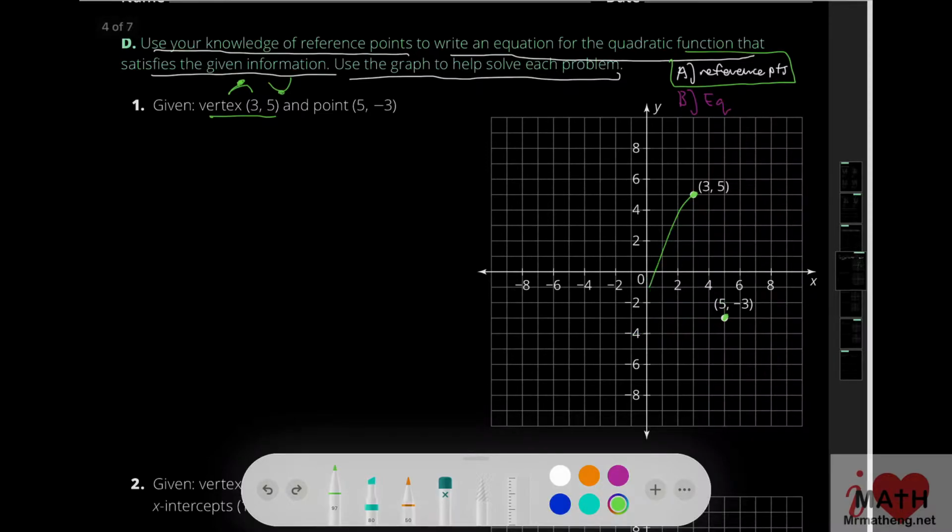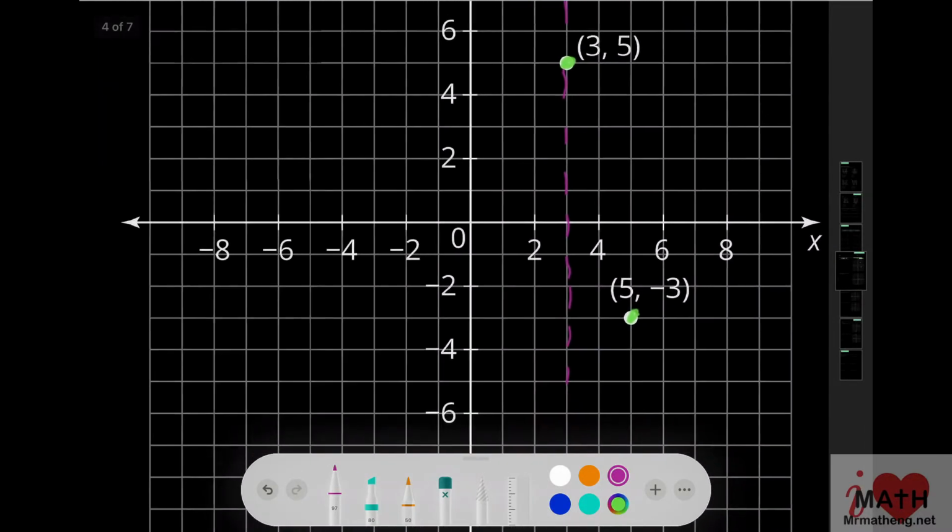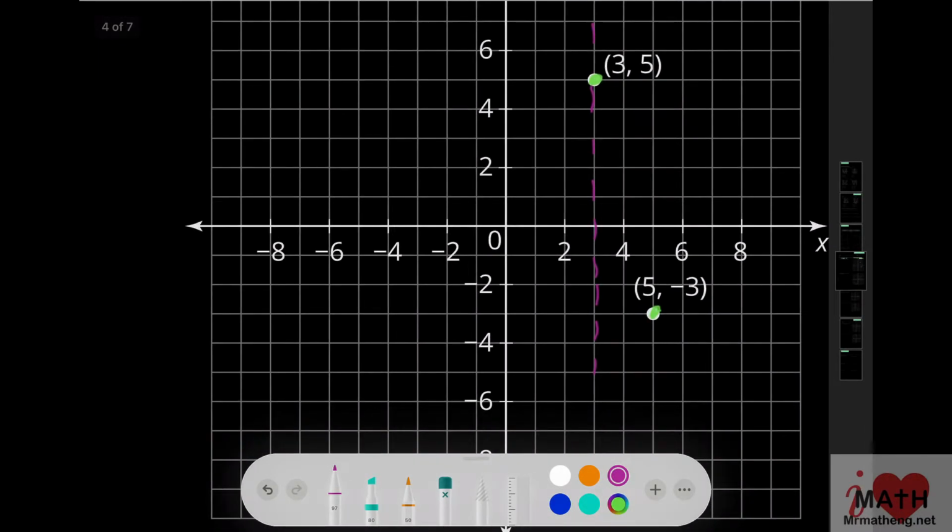Here is the reference points idea. So if you take the axis of symmetry, here's the axis of symmetry. The axis of symmetry always comes down from the vertex, actually from the x value, so x equals 3 is your formula here. And then if you just count, it's 2 units here. 1, 2, okay?